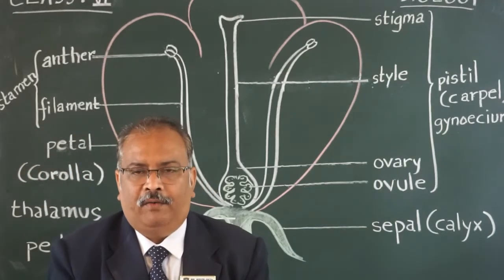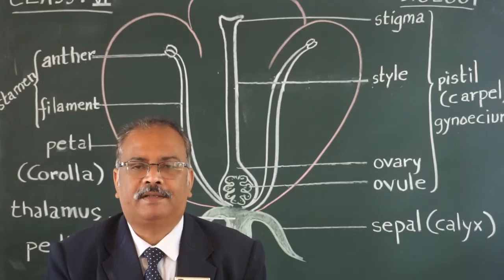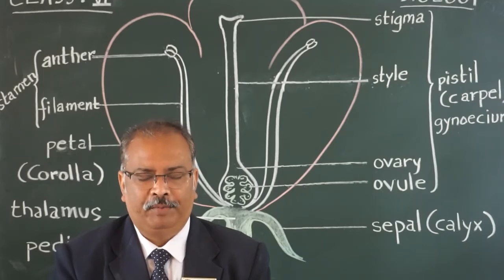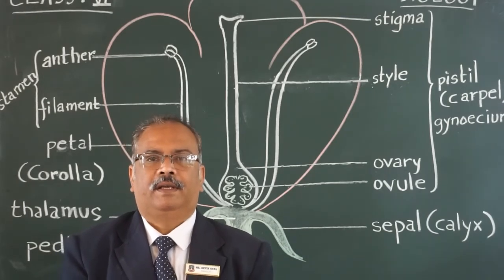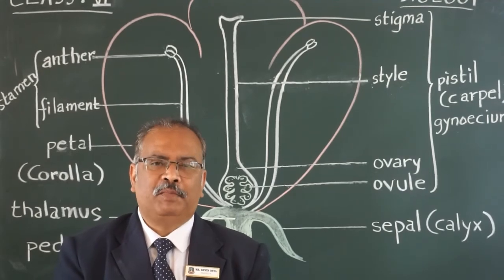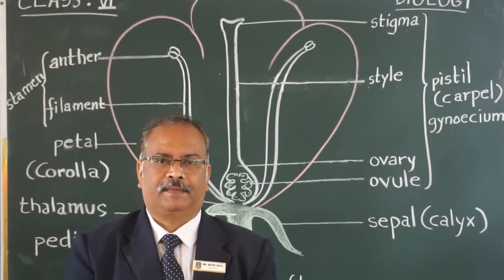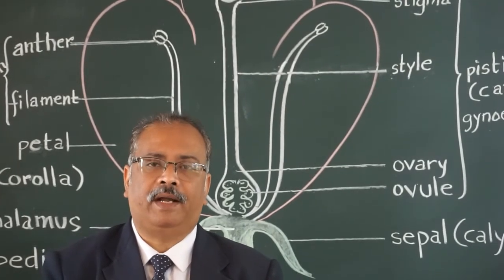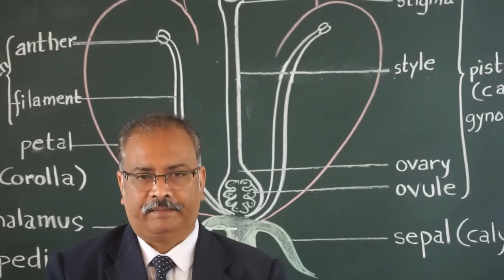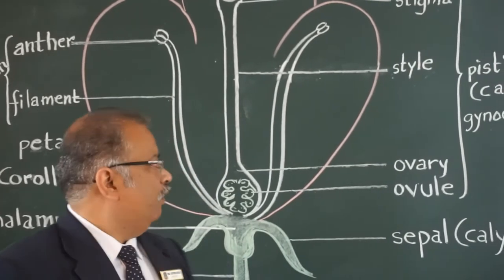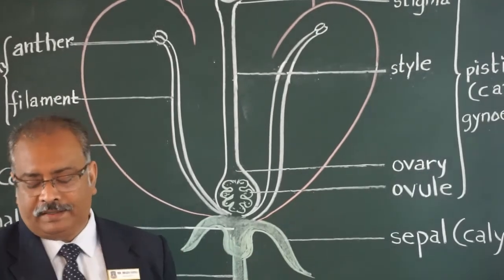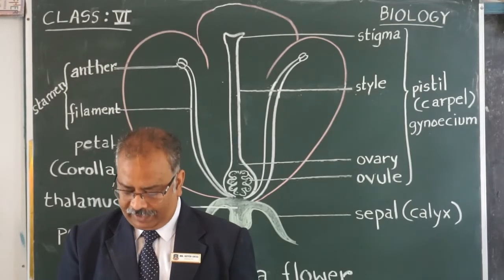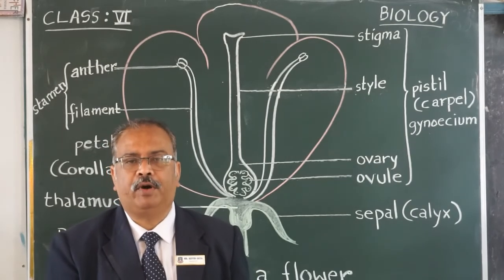So now we have come to the end of this topic, the structure of a flower. I hope you have understood this. I have a very small assignment for you. The first one is that you have to draw a labeled diagram of the parts of a flower. You can go with this, or else there is one more diagram in your textbook on page number 25, figure 2.1.